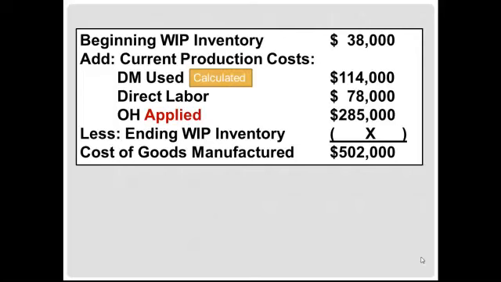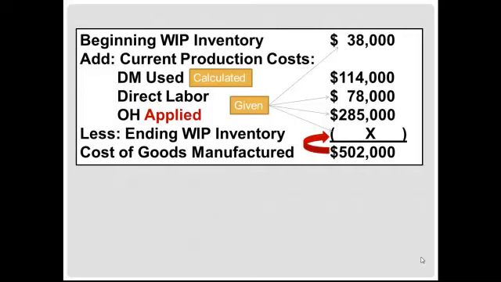Now let me stop and point out a few things. The direct material used was the amount we calculated, not the $120,000 of material purchased, but the $114,000 used. If that's not given, you need to compute it. Then the labor and overhead applied and the beginning work in process were all given. Ending work in process was given as unknown. But we can see that is the only unknown, so we can compute the cost of the ending work in process inventory by working backward.